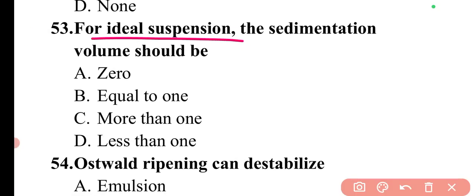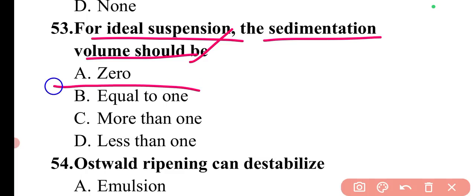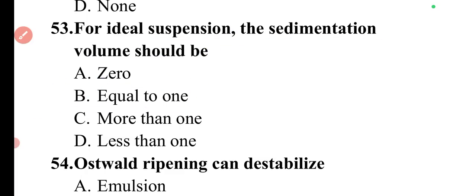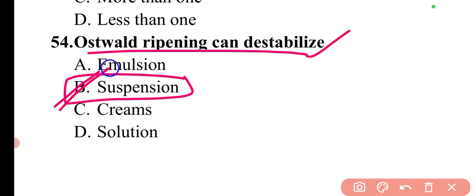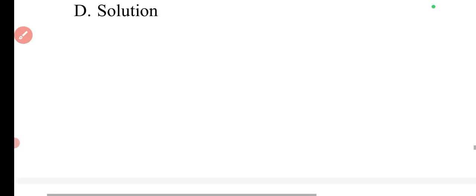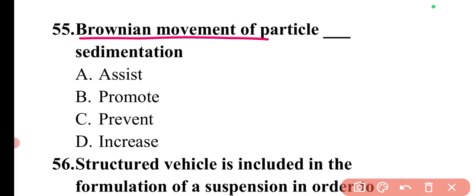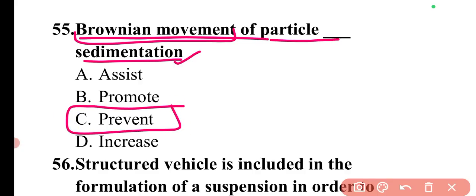Next question is, for ideal suspension, the sedimentation volume should be. For ideal suspension, the sedimentation volume should be equal to 1. So here option B is correct. Next question is, Ostwald ripening can destabilize. Ostwald ripening is a process which can destabilize the suspensions. So here option B is correct. Next question is, Brownian movement on particle sedimentation. What is the effect of Brownian movement on particle sedimentation? Basically, Brownian movement will prevent particle sedimentation. So here option C is correct.